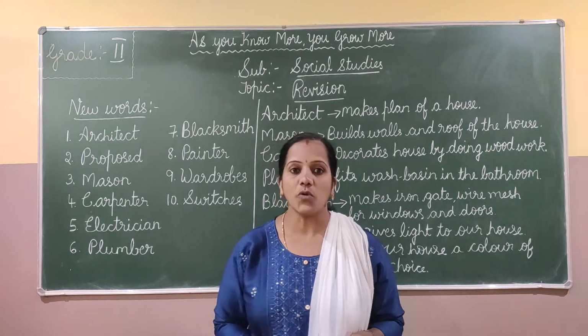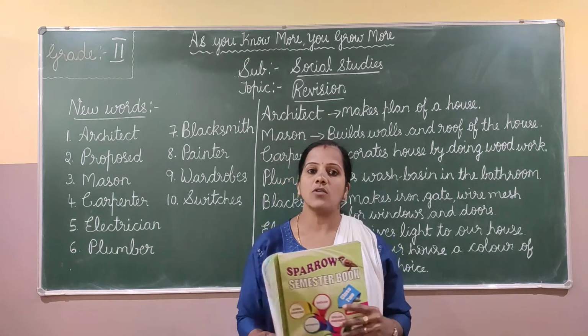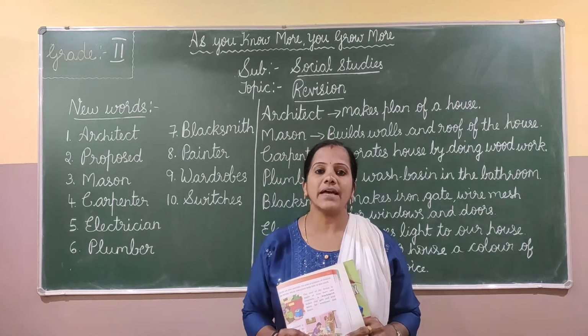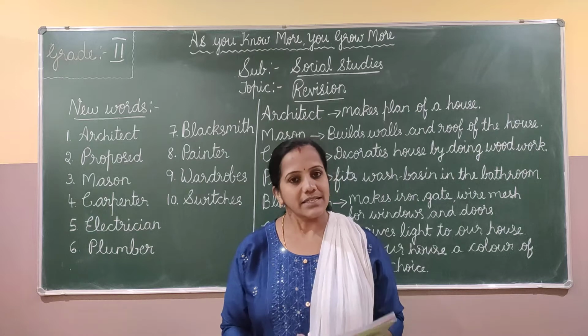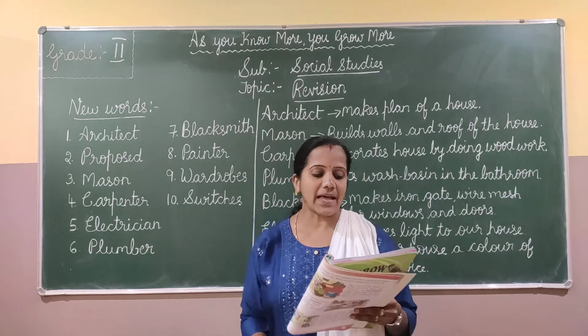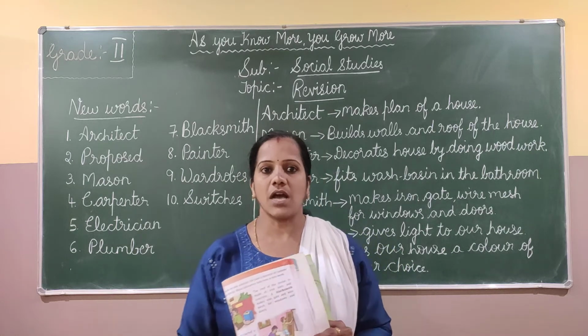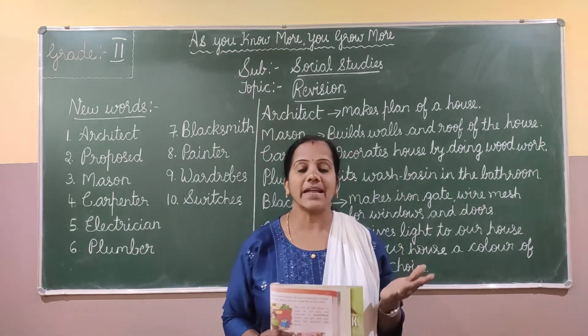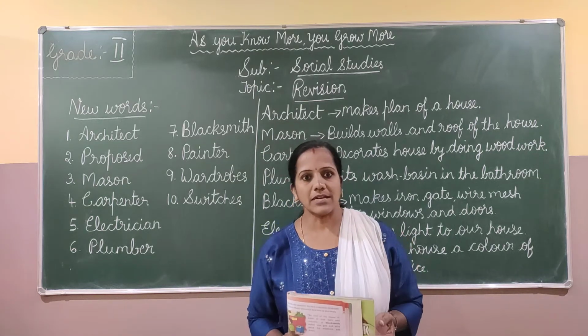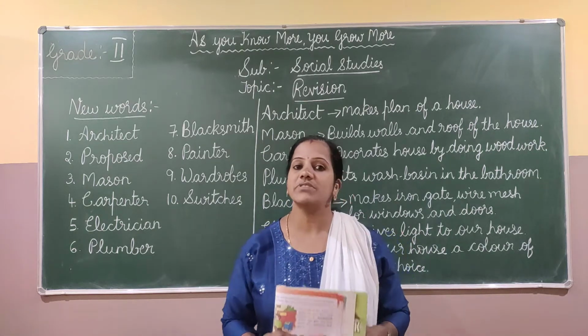So first of all, what do we need to build a house? We need a plan, is it? So who makes a plan? It's an architect. The architect makes a plan of the proposed house. So first we need planning on how to build a house, is it? According to that plan only, the other persons will build the house.